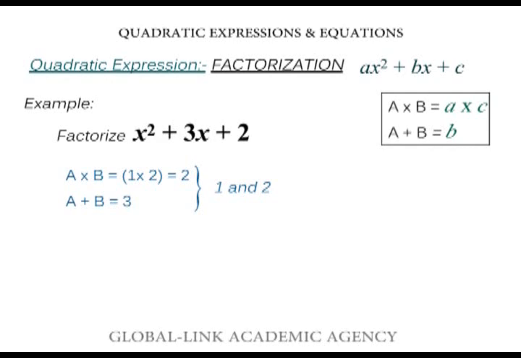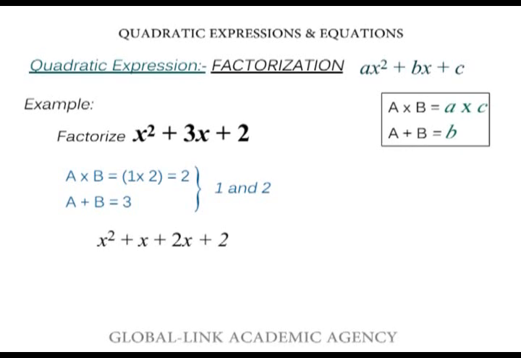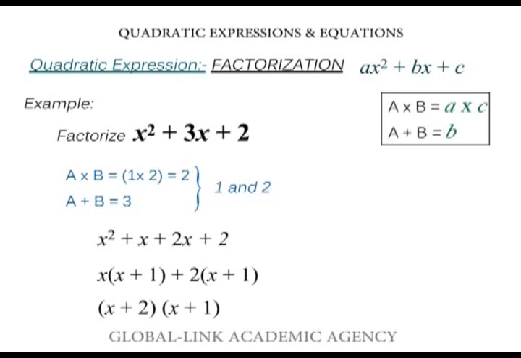Replace 3x in the expression with x and 2x, that is x squared + x + 2x + 2. Then factorize. We get x(x + 1) + 2(x + 1). The terms in the brackets are the same and hence we take only one. Therefore we shall have (x + 2)(x + 1). These are the factors of the expression x squared + 3x + 2.